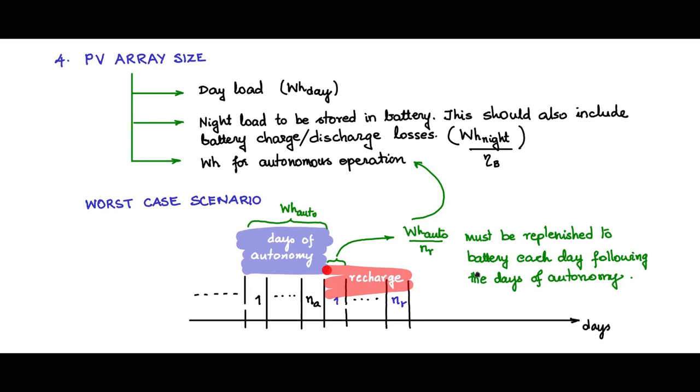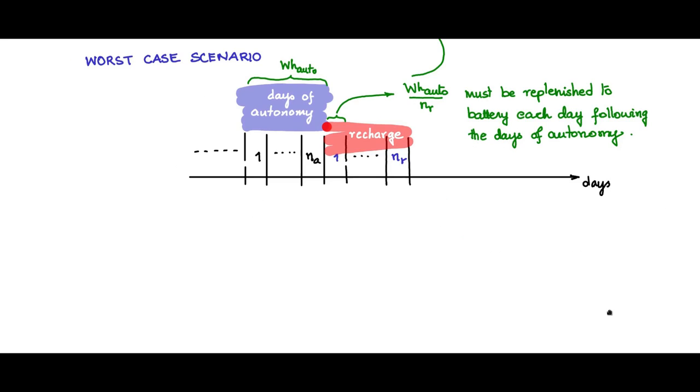Taking all these things into account, let us now write down the watt-hour PV requirement, which will be like this: watt-hour PV, the watt-hour day plus watt-hour night by the efficiency of the battery. This is the standard requirement where the PV has to supply the day load plus the night load plus the battery charge and discharge losses.